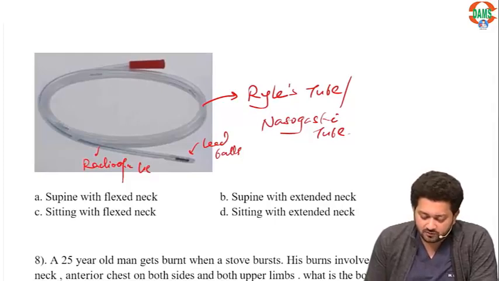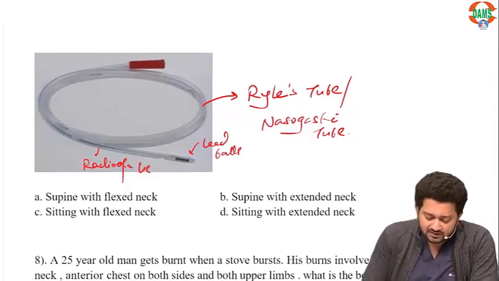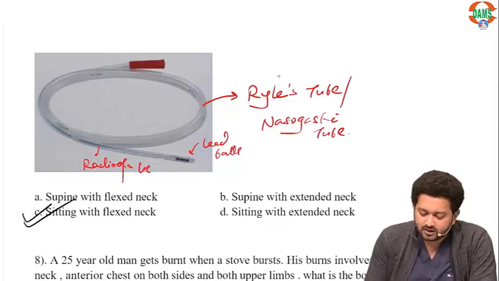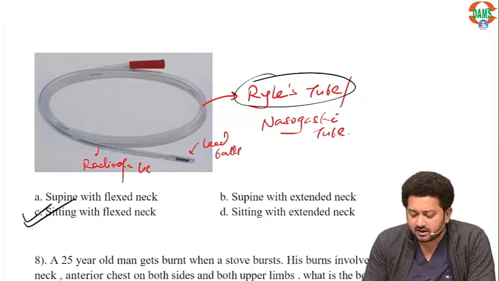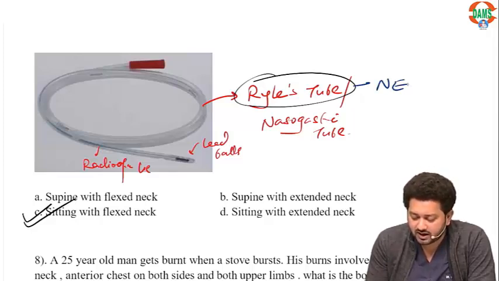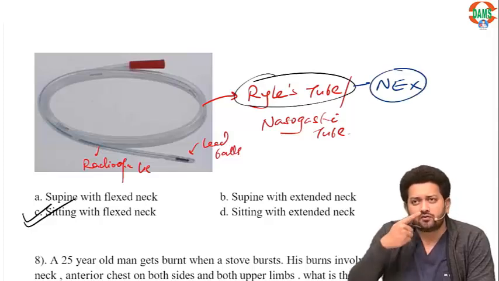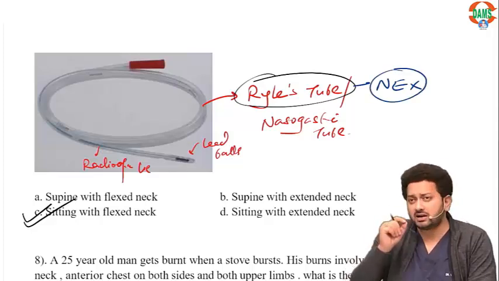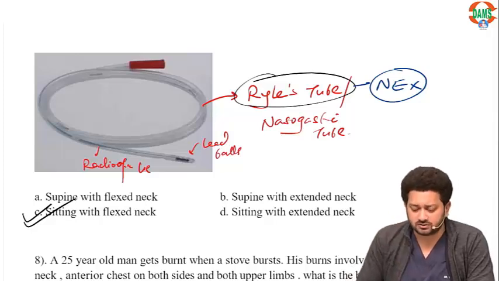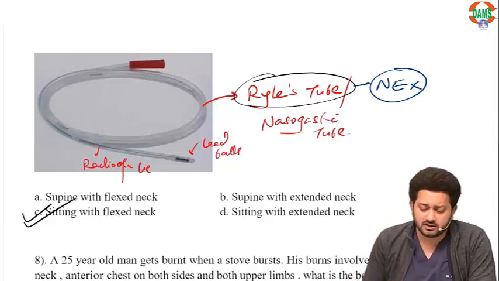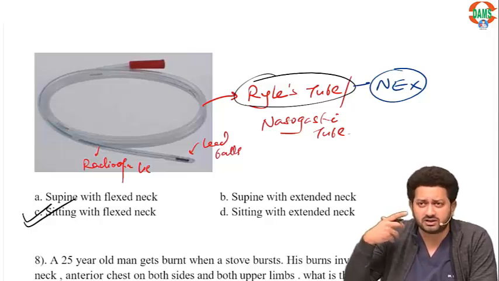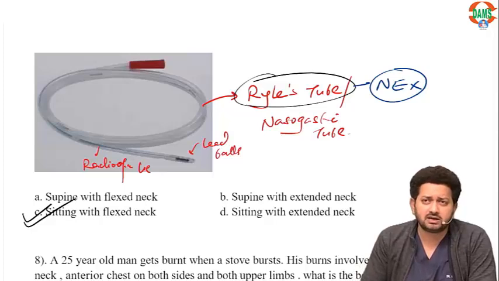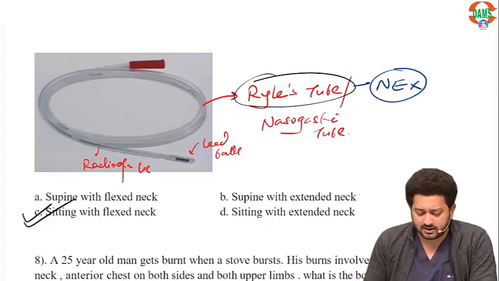For Ryle's tube, the patient should be sitting with neck slightly flexed. How much you have to insert, you measure by the length from nose to ear to xiphisternum. That much should go in from the nose for the tip to reach the stomach. After it goes there, you can aspirate to confirm, or push air and put a stethoscope in the epigastric area to confirm that you are in the correct place.